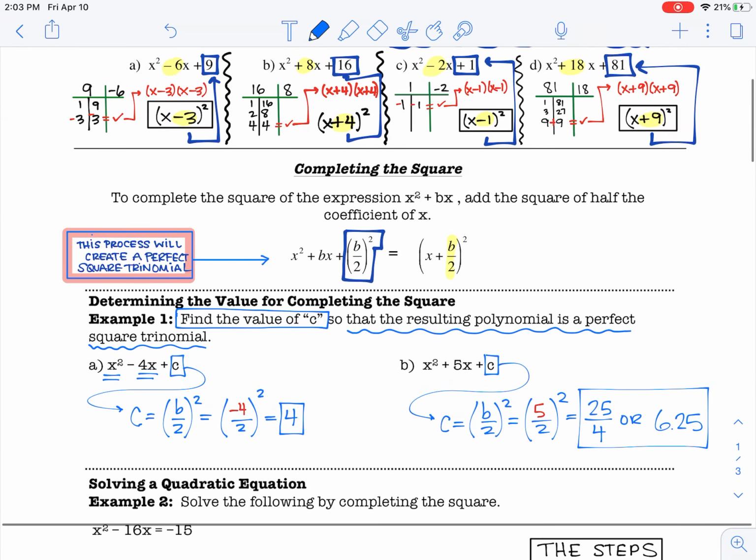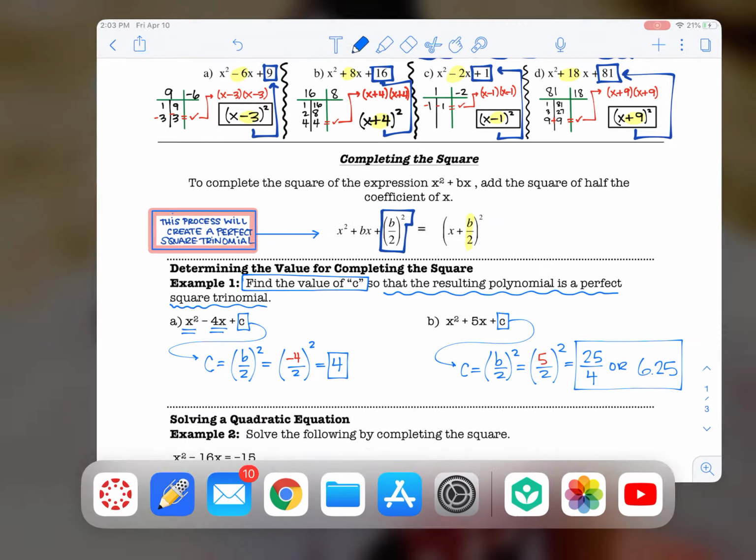All right, that is the process of creating a perfect square trinomial. So that's kind of the first bit. When you choose this method, one of our major steps toward the beginning is to find this value. All right, so let's kind of look at our steps.